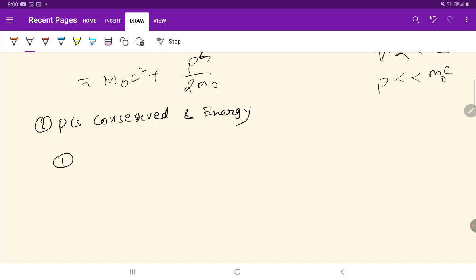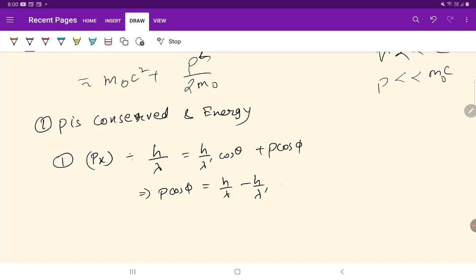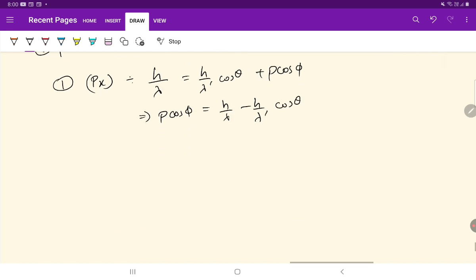First, writing the momentum equation. What will be the momentum equation? For considering p_x, you'll get h by lambda is equal to h by lambda dash cos theta plus p cos phi. From here you'll get p cos phi is equal to h by lambda minus h by lambda dash cos theta. For p sin phi, we are considering the momentum along y to be conserved. p sin phi can be written as h by lambda dash sin theta.